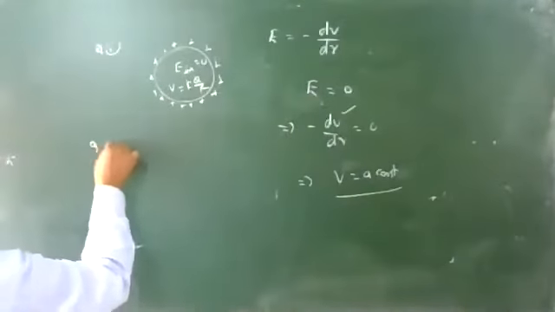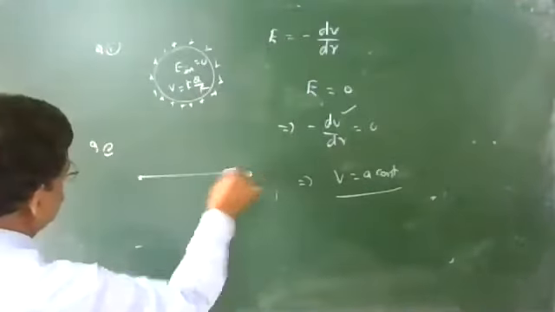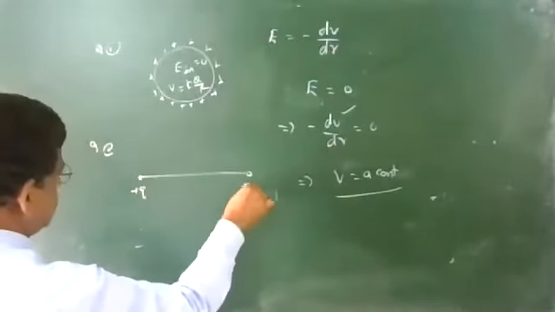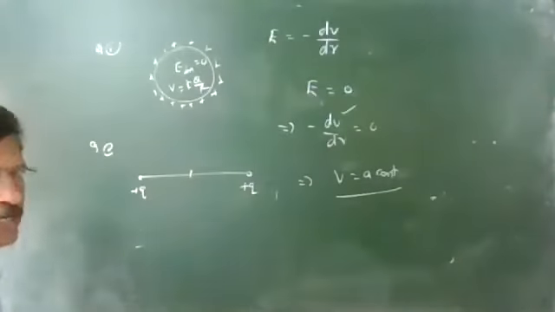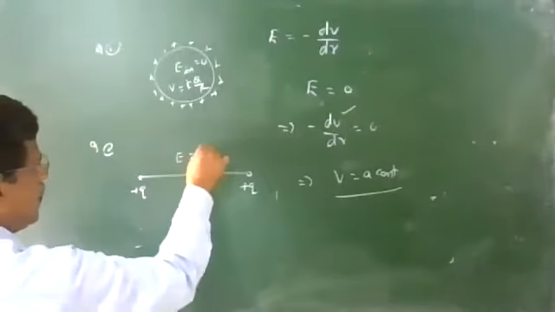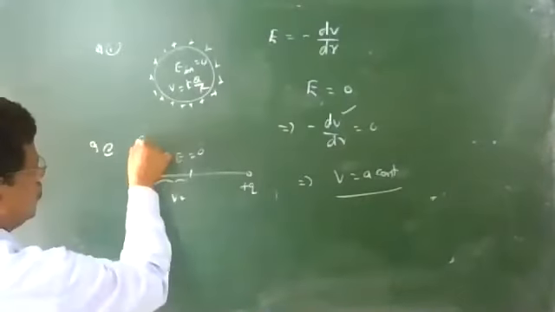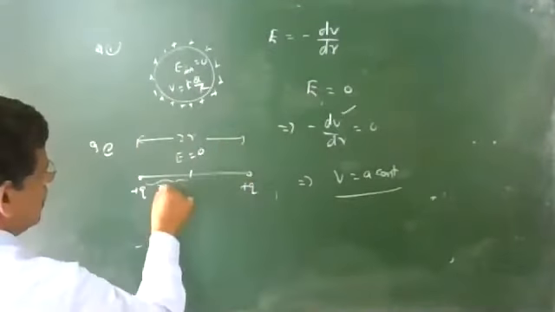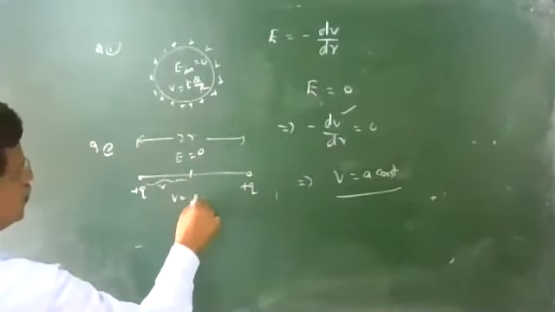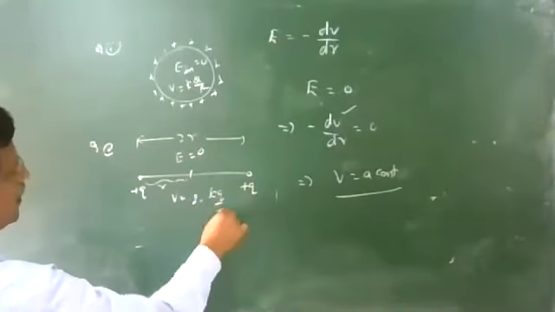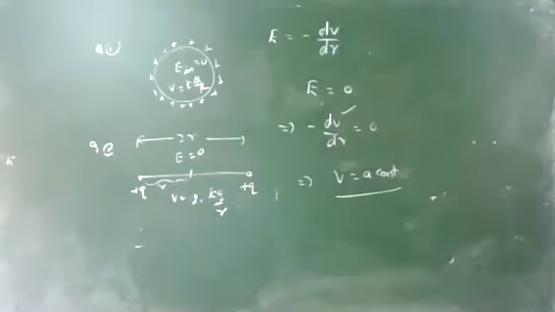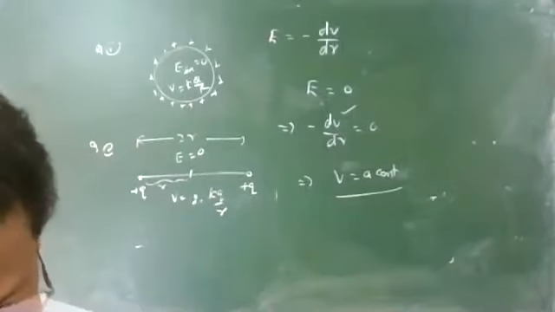Example number 2: if you take the midpoint of two equal positive charges, plus Q and plus Q, at the midpoint the electric field can be 0. But the potential at this point will be the sum of the potentials at distance r and r, so it is equal to 2 times kq divided by r. So these are the cases where the electric field is 0, but the potential is a constant. You can give the example.